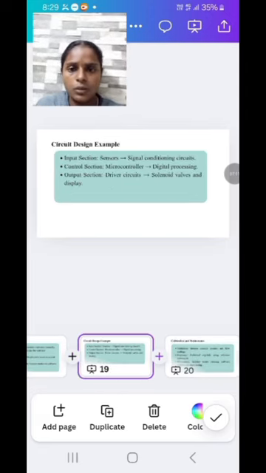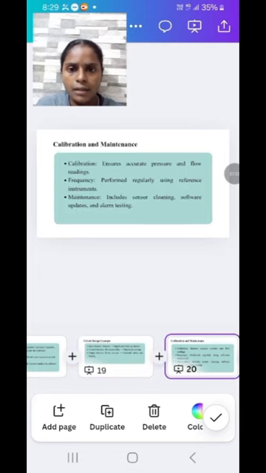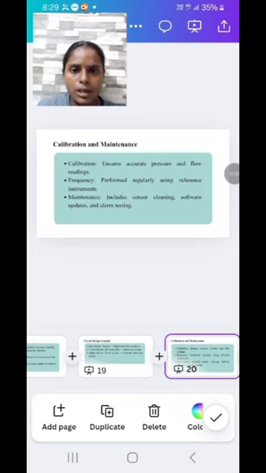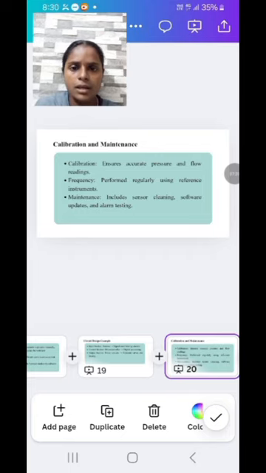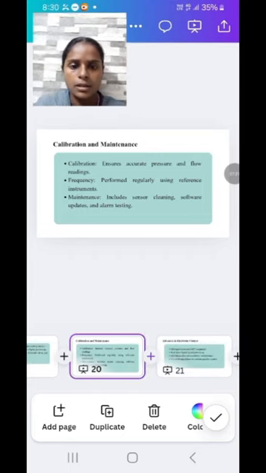Next, circuit design example: input section, control section and output section. The input section is the sensors, the output section is the driver circuit, and the control section is the microcontroller. Next, calibration and maintenance. Calibration ensures accurate pressure and flow readings. It is performed frequently and regularly using a reference instrument. Maintenance includes sensor cleaning, software updates and alarm settings.